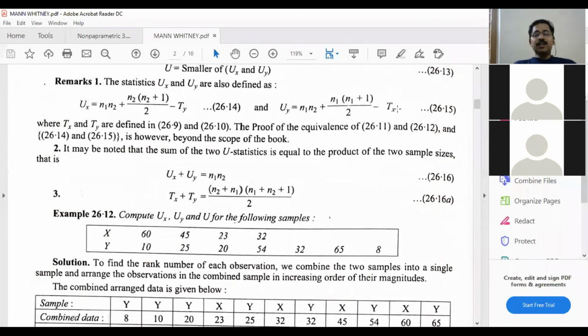And here you can note the sum of Ux and Uy. Using these two equations, you just find the sum Ux plus Uy, which is equal to n1 into n2. Similarly, for Tx plus Ty, you will get this expression.